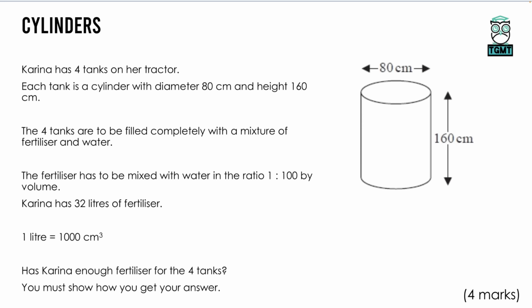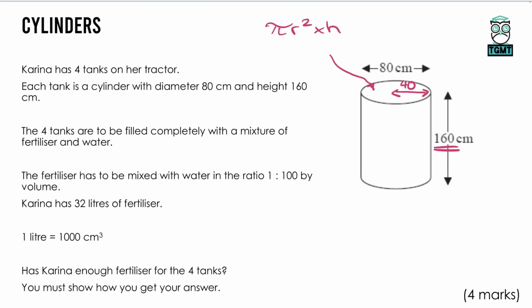Well, for starters, we need to actually work out the volume of one of these cylinders. So the volume of a cylinder is the same as any other prism. You get the area of the cross-section and times it by the height. Now the area of the cross-section here is a circle, so we need to get the area of this circle. To do that, we want to know what the radius is. The radius is half of the diameter, so that's going to be 40 centimetres, and then we're going to use our formula pi r squared. Once we've done that, we'll times it by the height, and that's the volume of the cylinder.